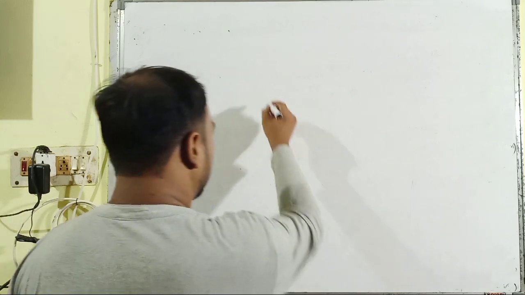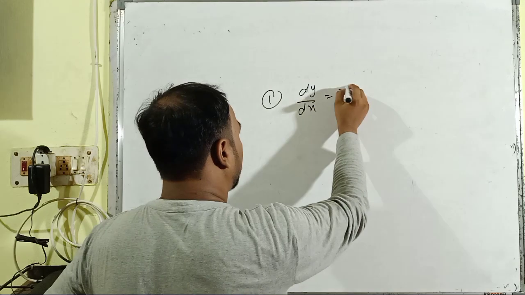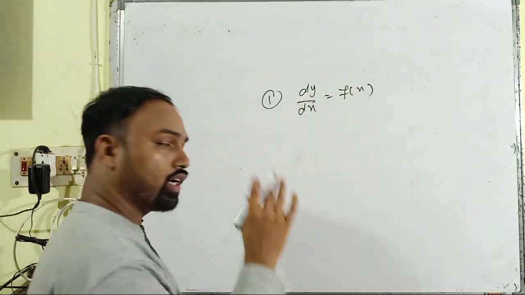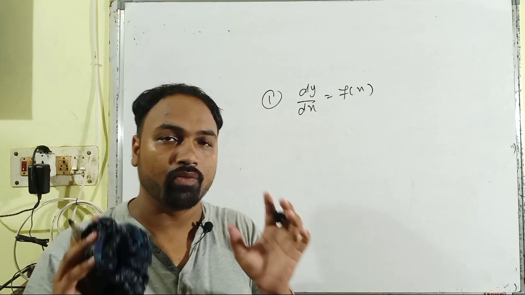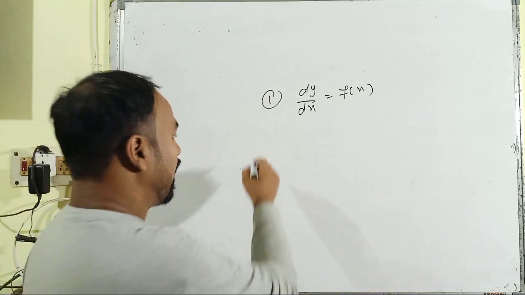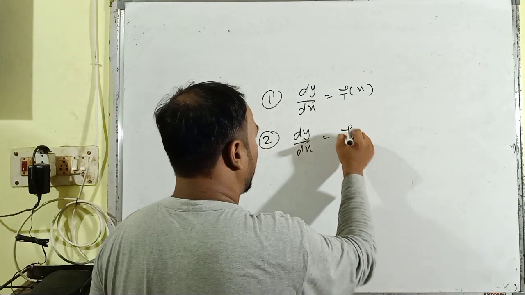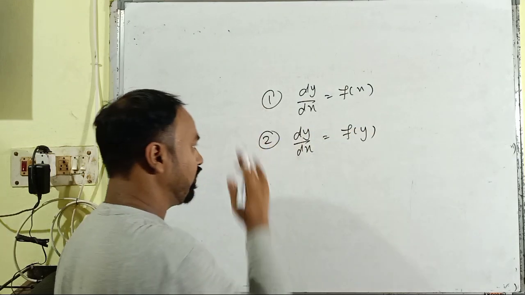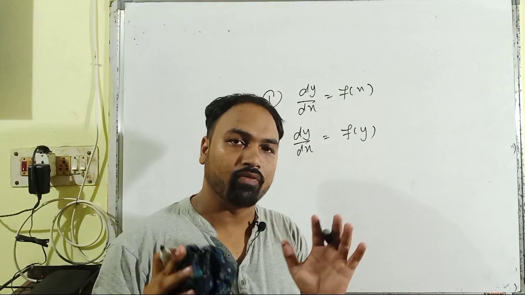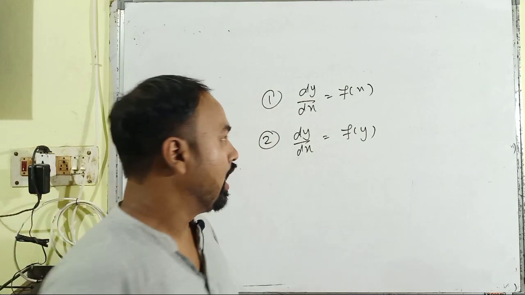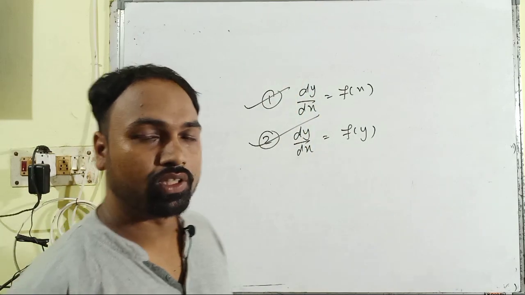We have already seen that the first method was dy upon dx is equal to f of x. That means the equation was in terms of x only; the variable was x. The second method was dy upon dx is equal to f of y. That means the equation is in terms of y only, and we have solved some problems based upon these 2 types of methods.